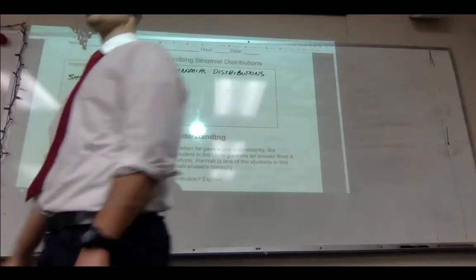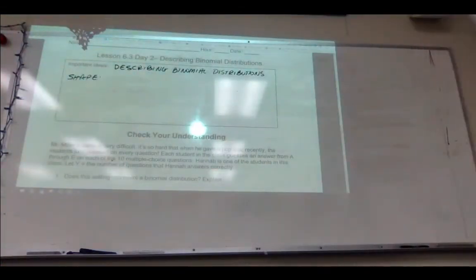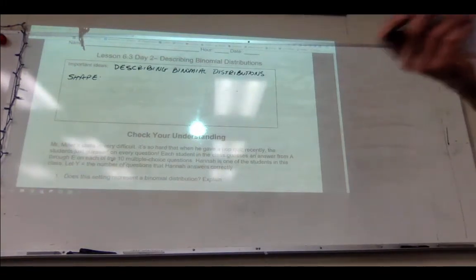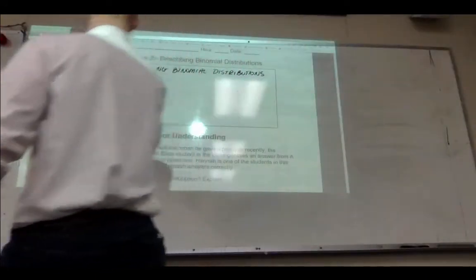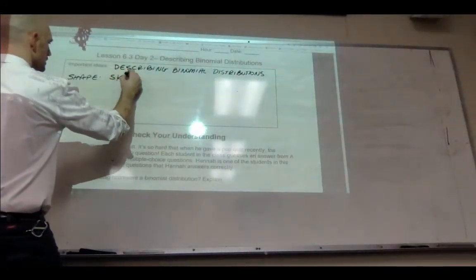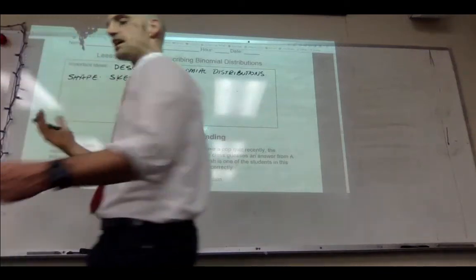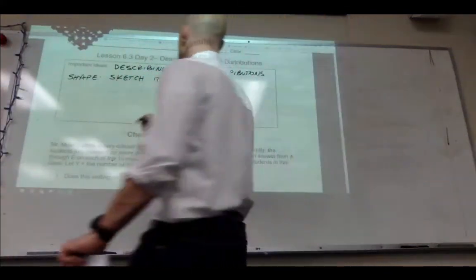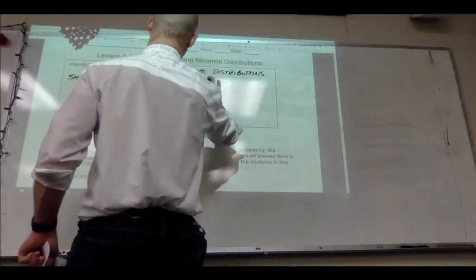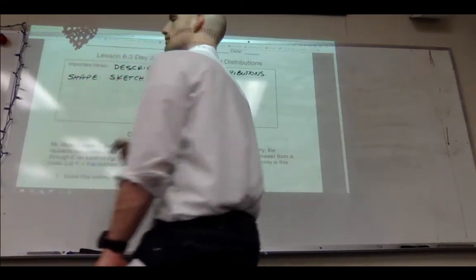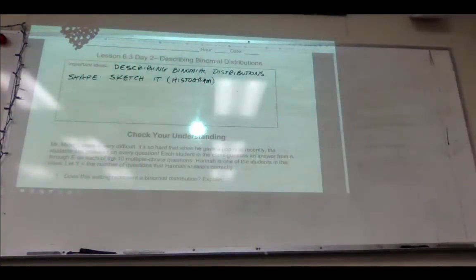How do you think you'd describe the shape of a binomial distribution? This is a trap. It could be skewed, it could be symmetrical. So what do we need to do to be able to determine that? You got to sketch it. You got to make a histogram. I baited you there, I'm sorry. I was going for really big concepts. You got to sketch it and talk about it.